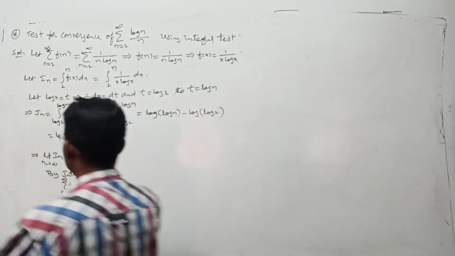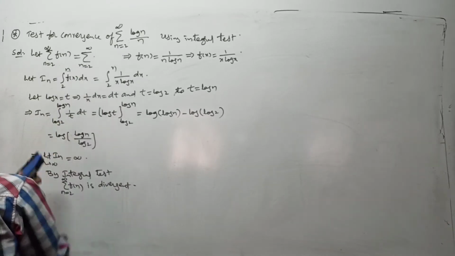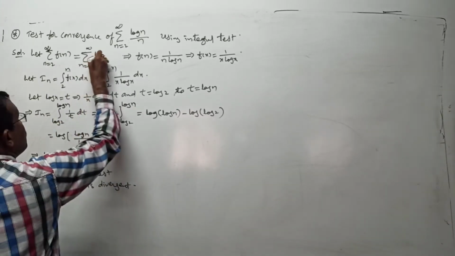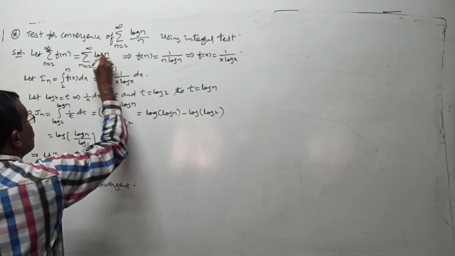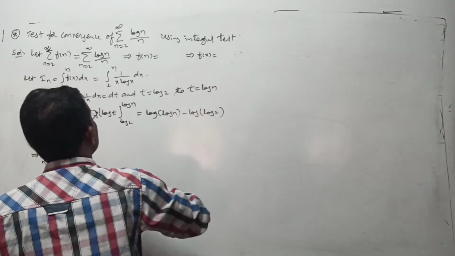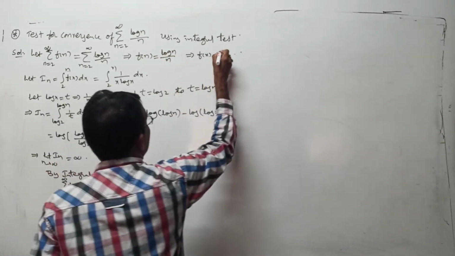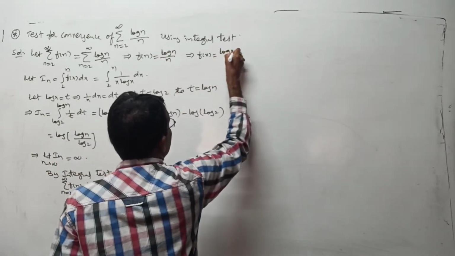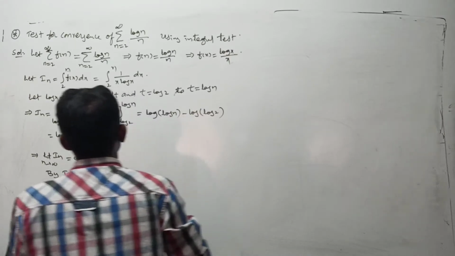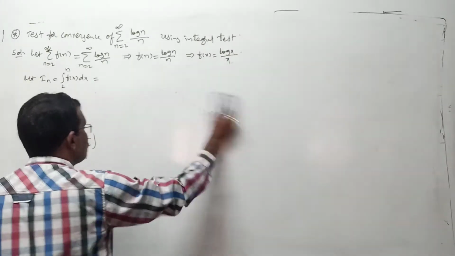It is also similar to the previous one. This is log n by n. Here only I am changing. Now f of n is what? Log n by n. f of x is what? Log x by x, right? Now this is your I_n. From here I want to go separately.